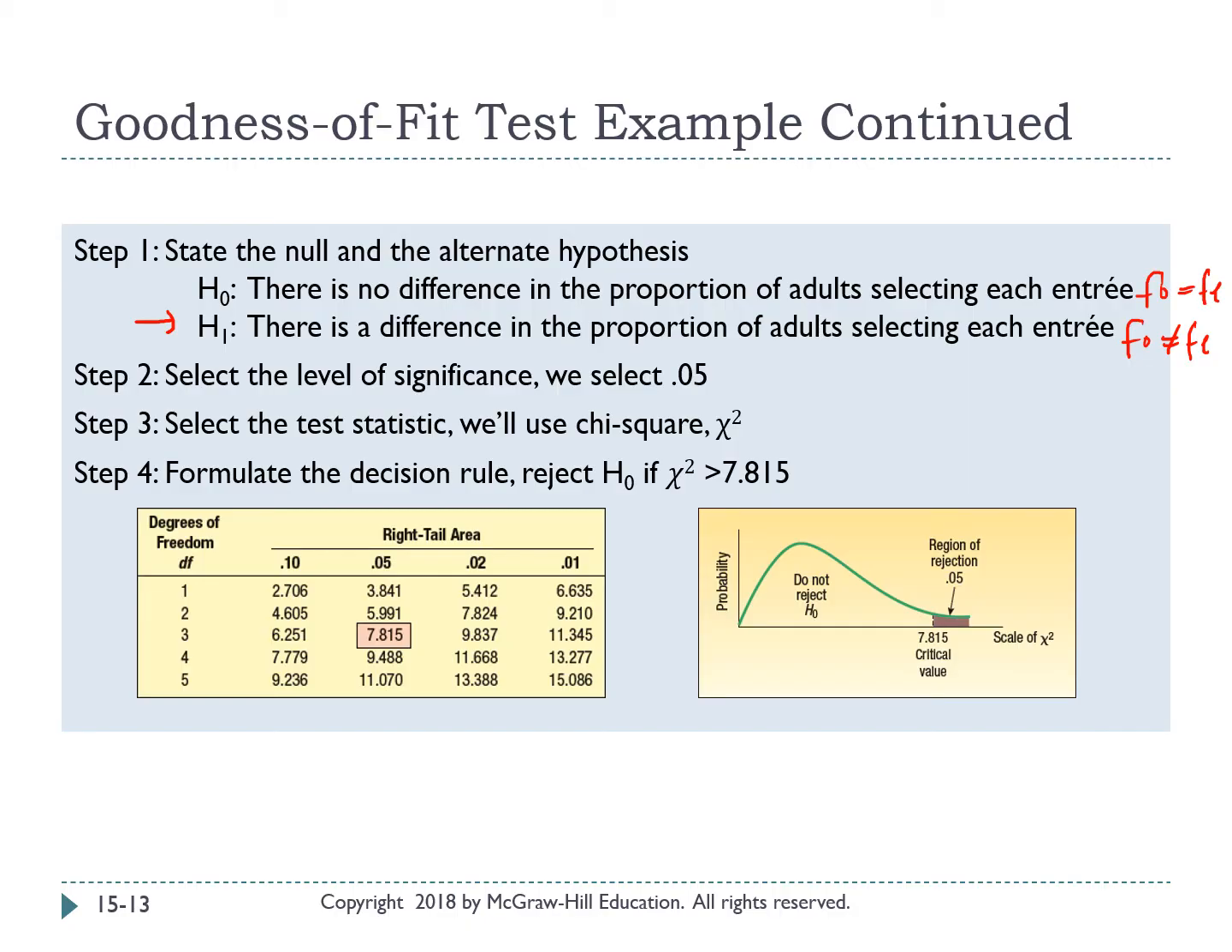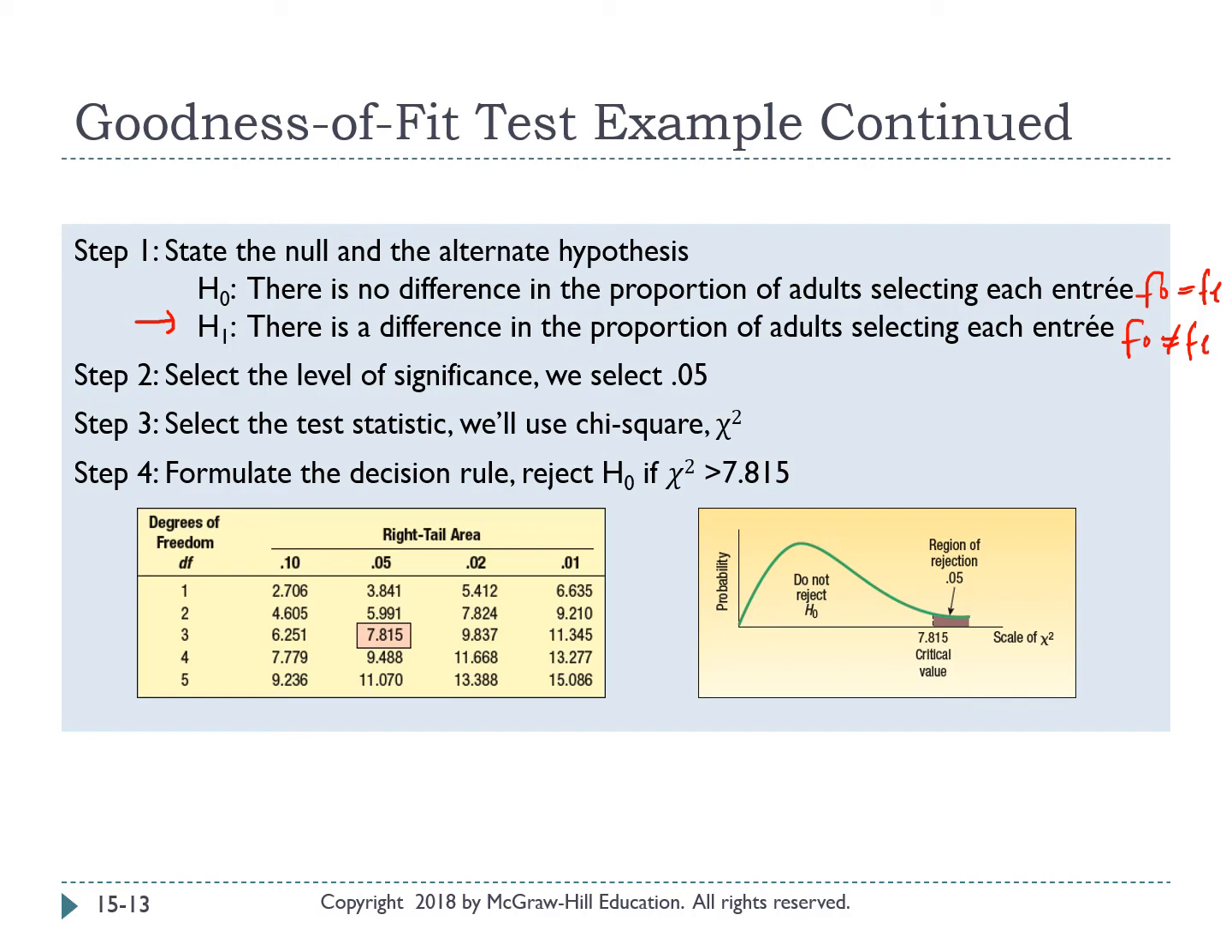Step number 2, we have to select the level of significance, which is our alpha, and here we use 0.05. Step number 3, we have to compute our test statistic. We will be using chi-square, and the details to compute this chi-square will be explained in the next slide. Step number 4, we have to formulate the decision rule.